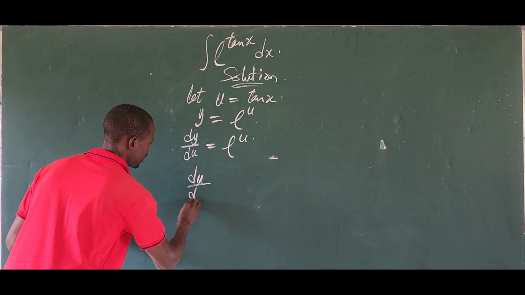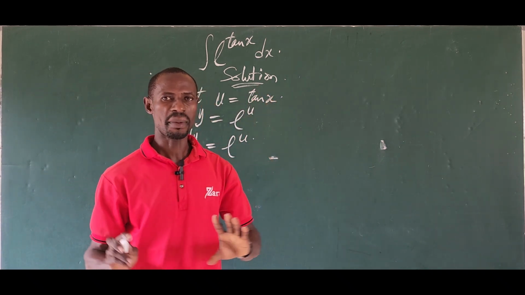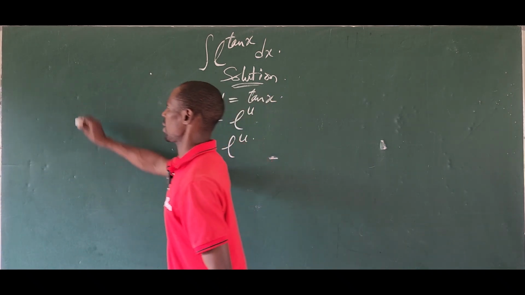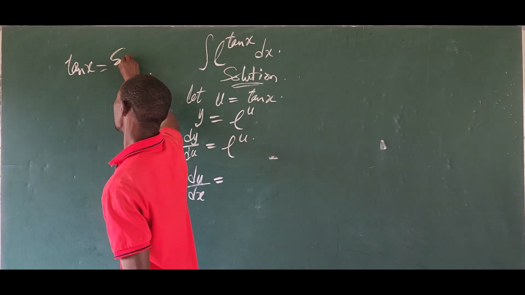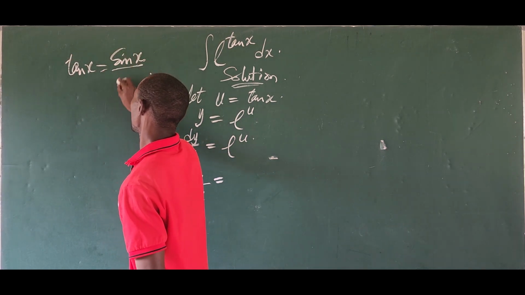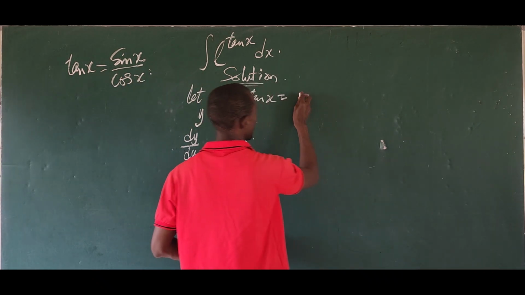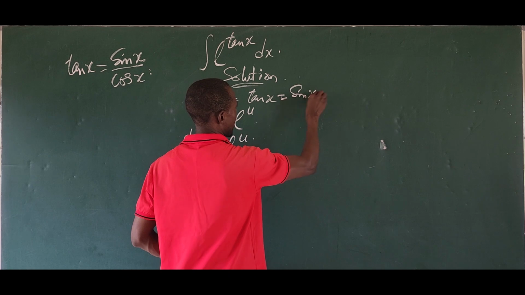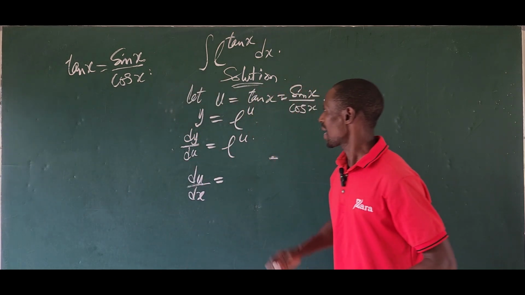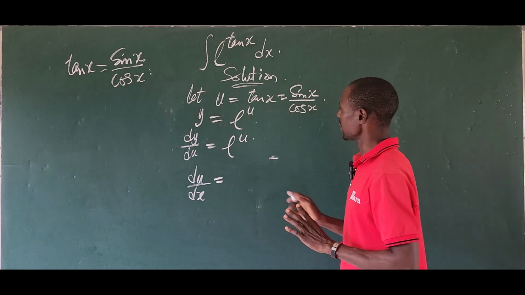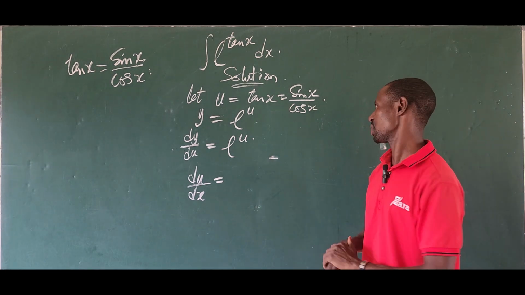So du/dx will now be equal to what? Now look at this. We know from our trig identity that tan x is equal to sine x all over cos x, right? So this expression could be written as sine x over cos x in this format. And in differentiating this, we have to bring in what we call the quotient rule. Okay, we remember the quotient rule, right?